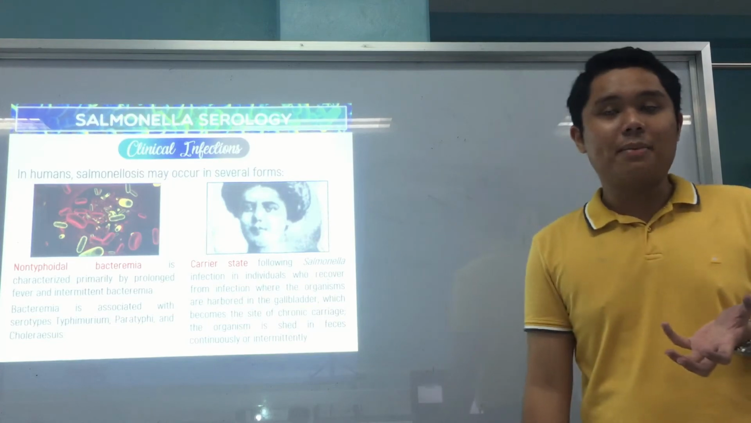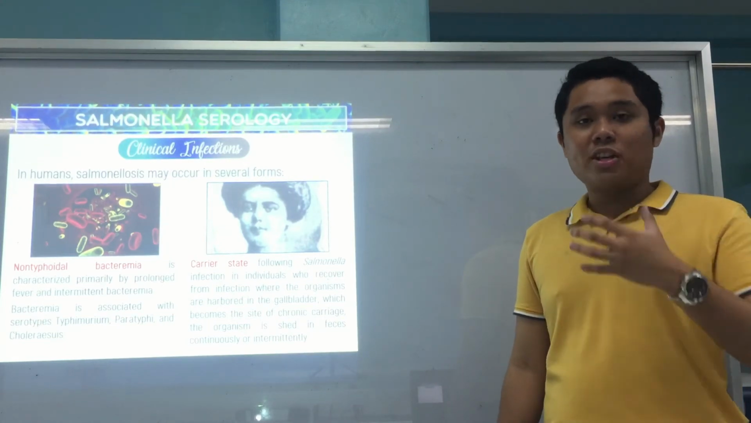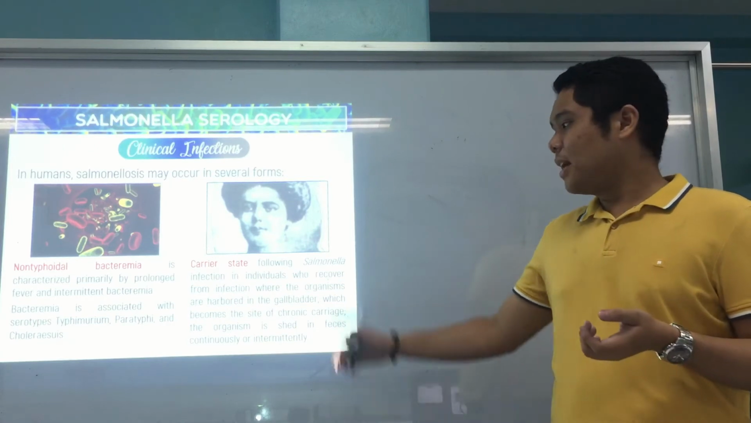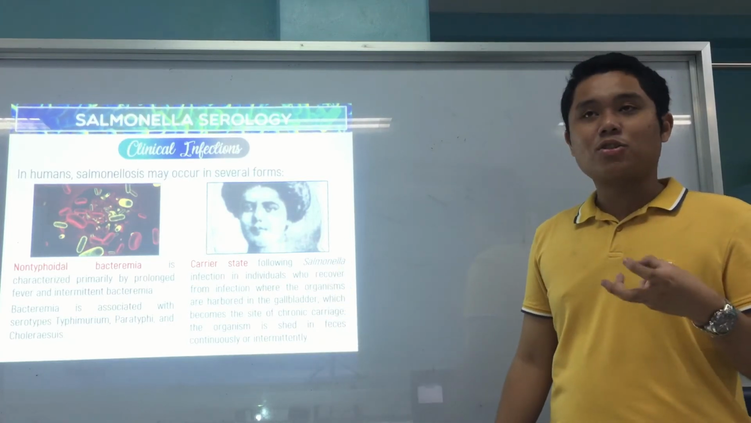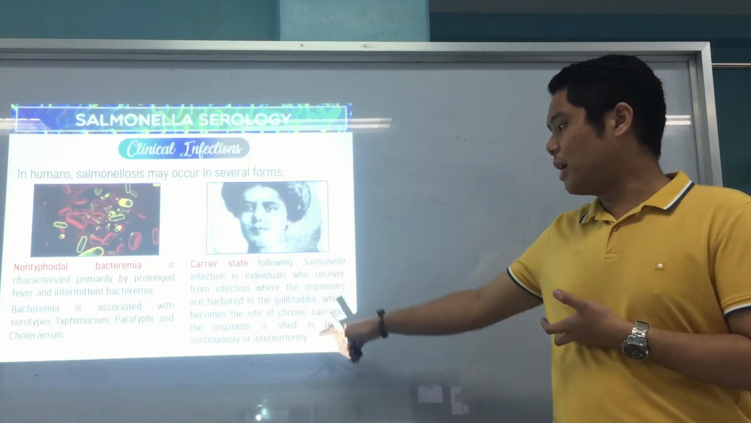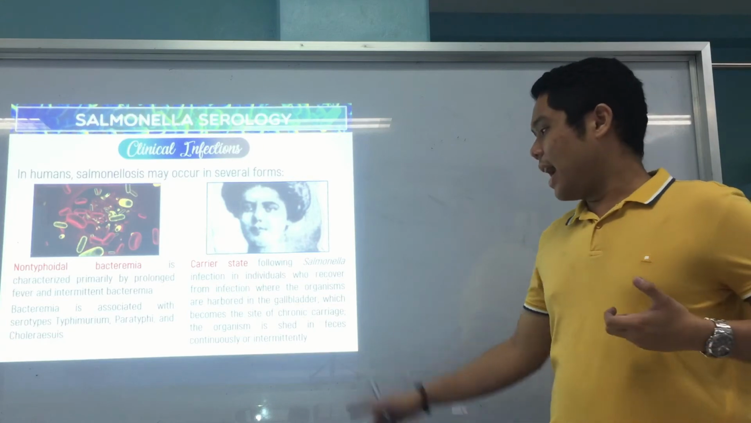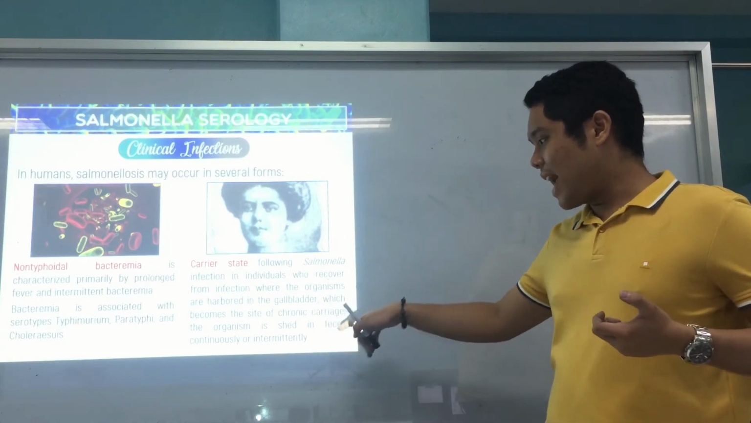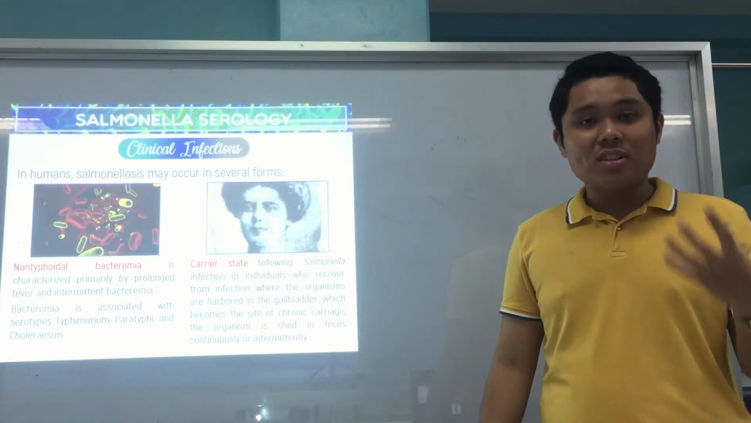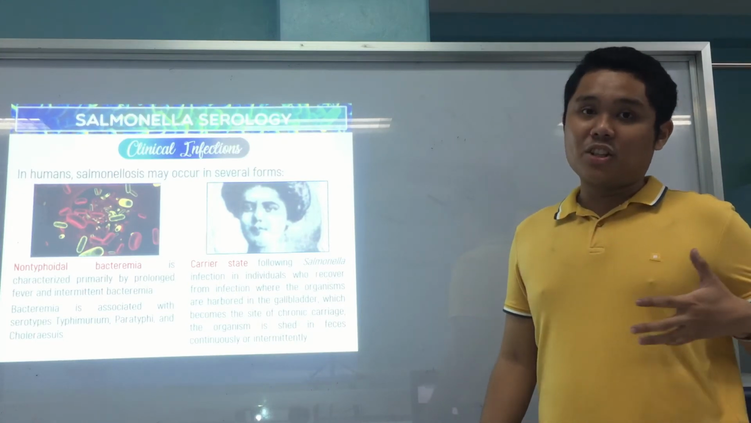And carrier state. By the name itself, the person has Salmonella but doesn't experience any symptoms. They recover from the infection, and now they harbor the Salmonella within their body, especially in the gallbladder. It becomes a site of chronic carriage, and the organism is continuously and intermittently shed in the feces because of the gallbladder.